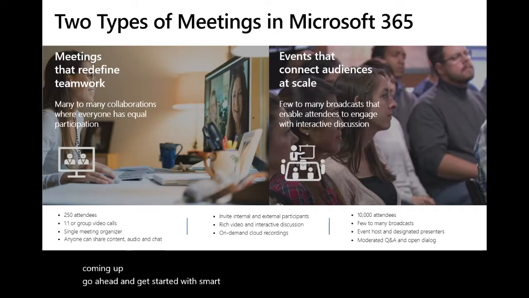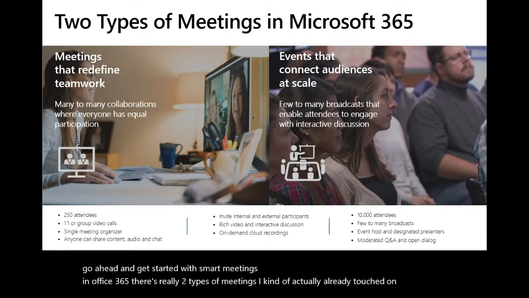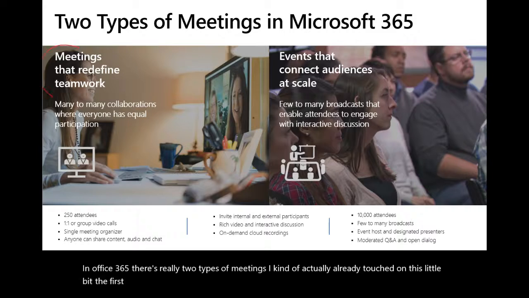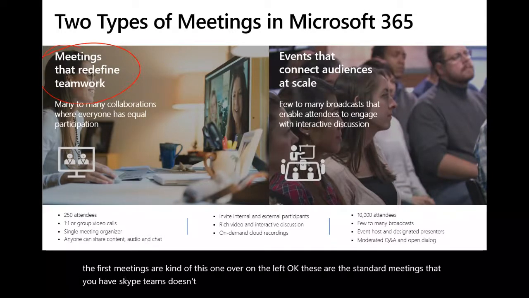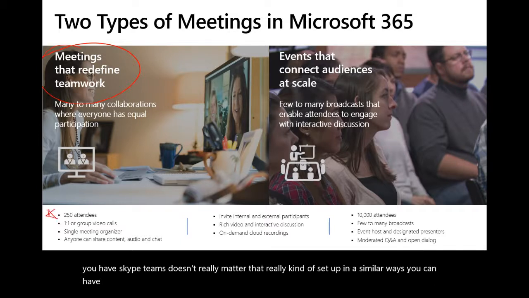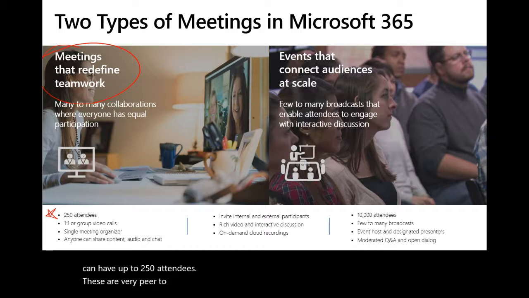In Office 365, there are really two types of meetings. I kind of already touched on this a little bit. The first type is the one over on the left. These are the standard meetings that you'd have, Skype or Teams, it doesn't really matter. They're set up in similar ways. You can have up to 250 attendees. These are very peer-to-peer, collaboration-based meetings, and these are what we're going to be focusing on today.